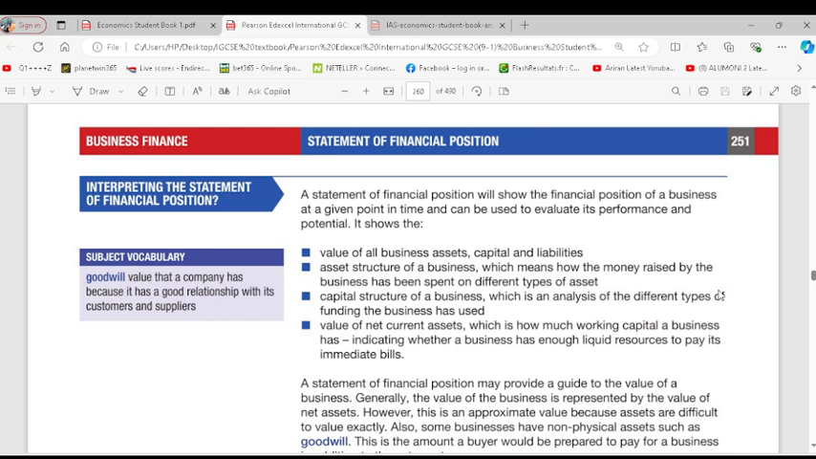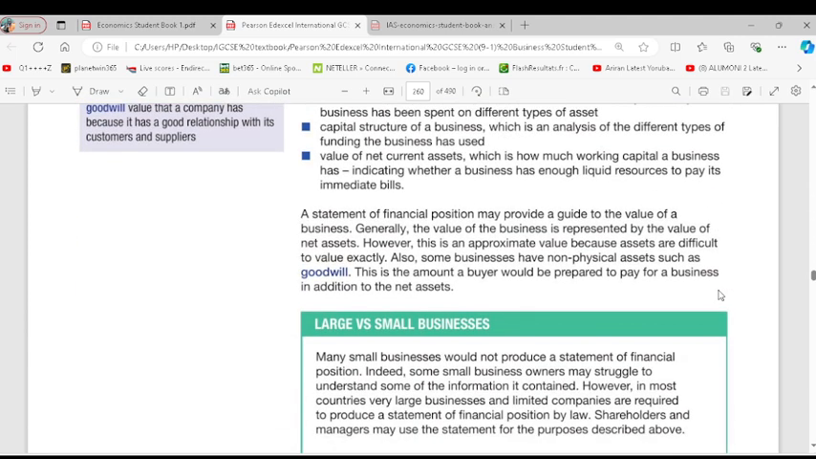The value of net current assets, which we know already, is the difference between current assets and current liabilities. I think it's clear. A statement of financial position may provide a guide to the value of a business. Generally, the value of a business is represented by the value of net assets.